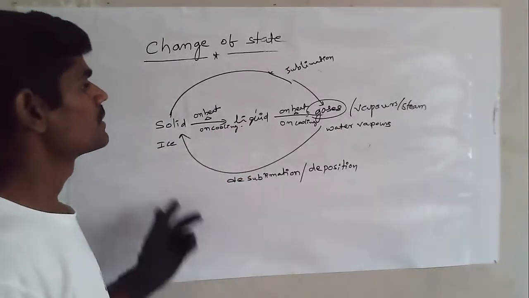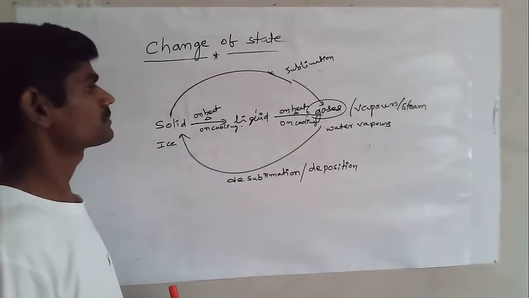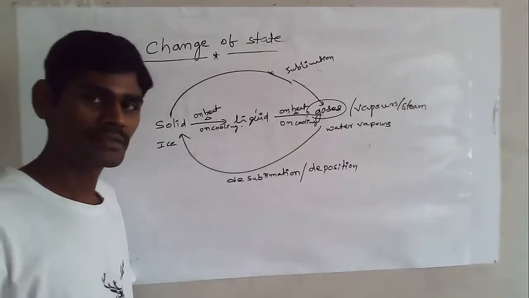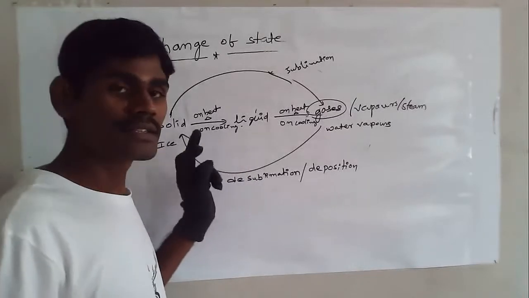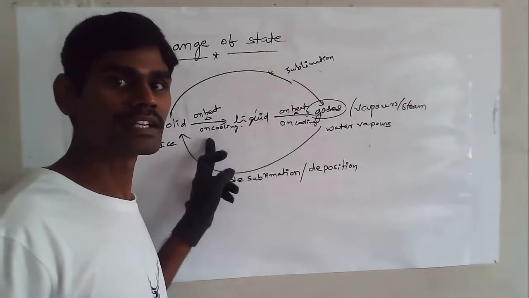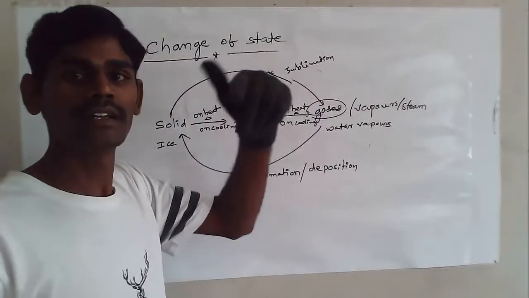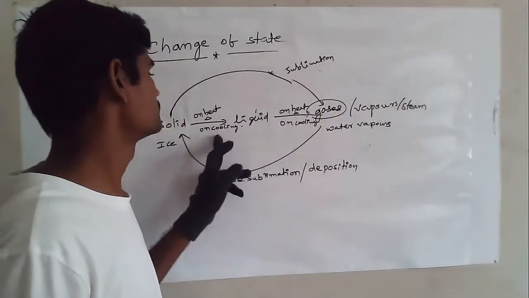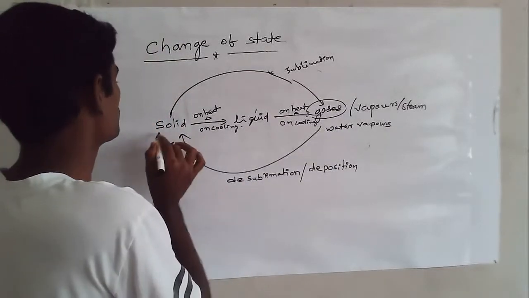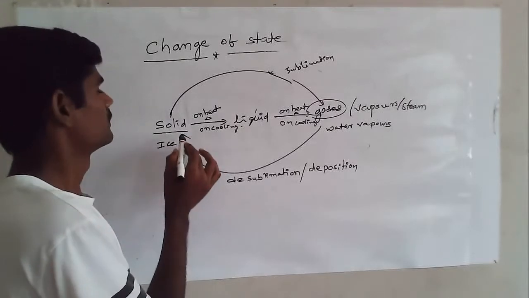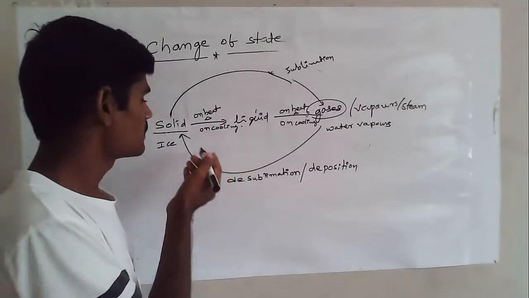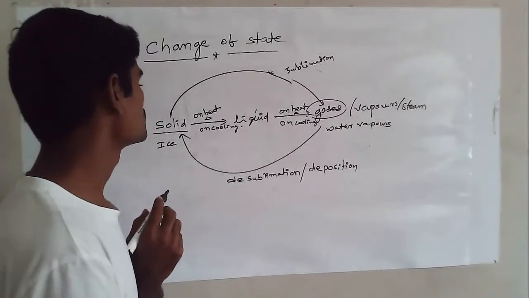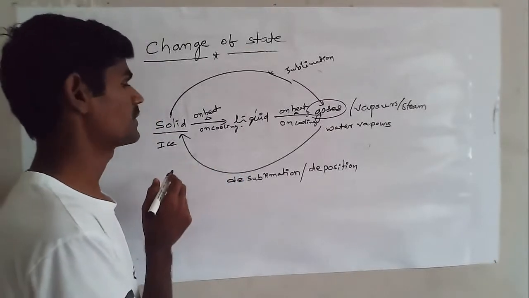Okay, this is the change of state. In this change of state, we are observing two main things. When temperature rises, the state of any substance will automatically convert into another form. See here, the solid state of a substance converts into liquid state on heating. For example, we are taking ice as the best example of a solid in nature.